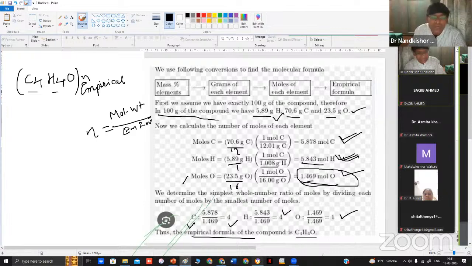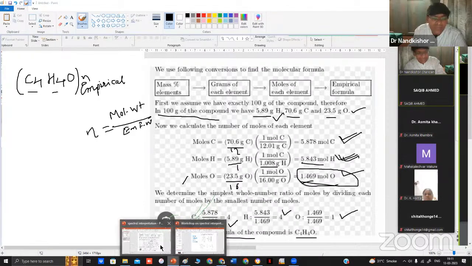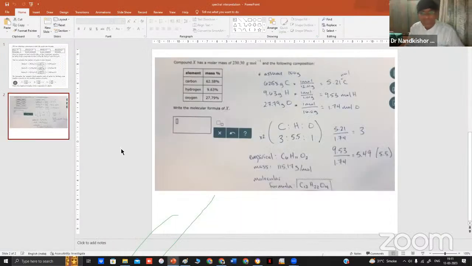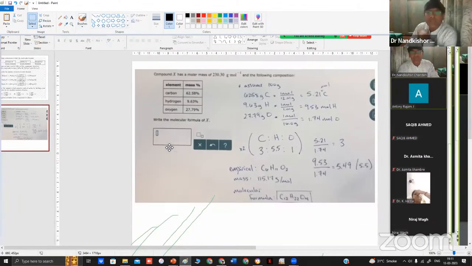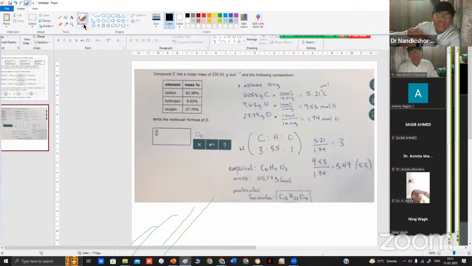Let's see how to do that from the other slide. Look at here. This is one slide over here, which indicates a similar type of calculation.